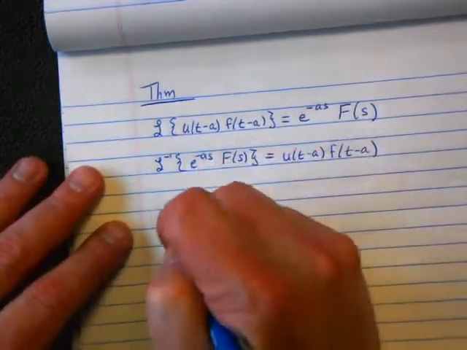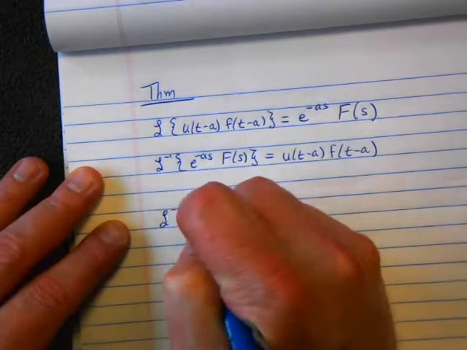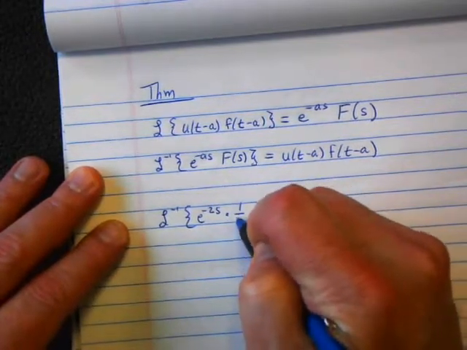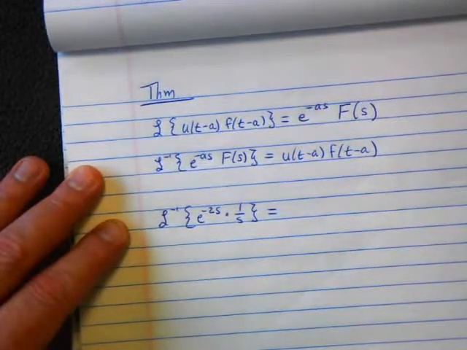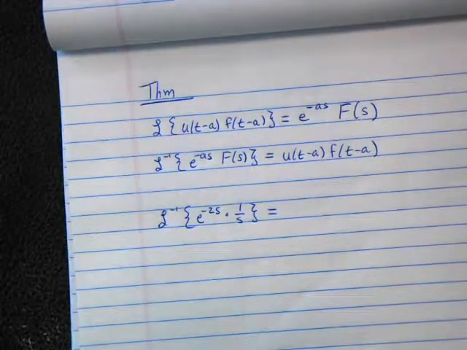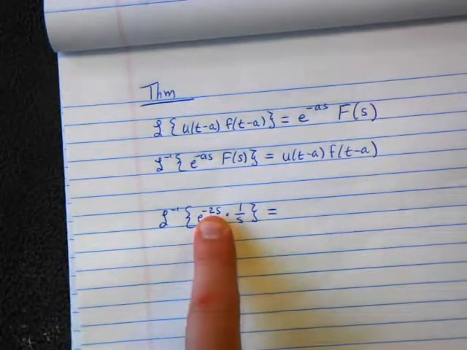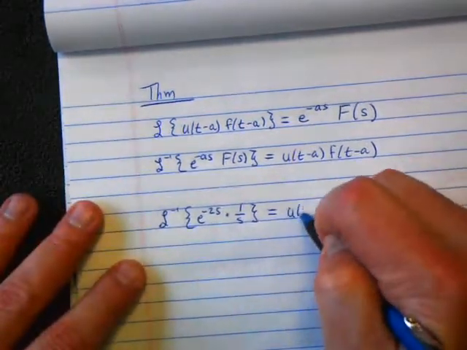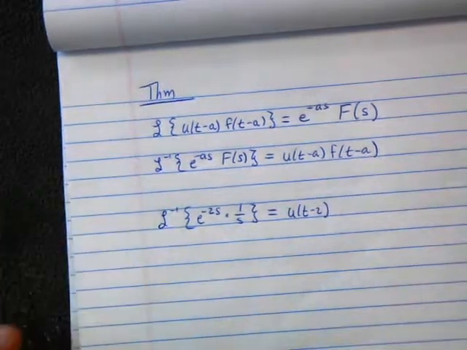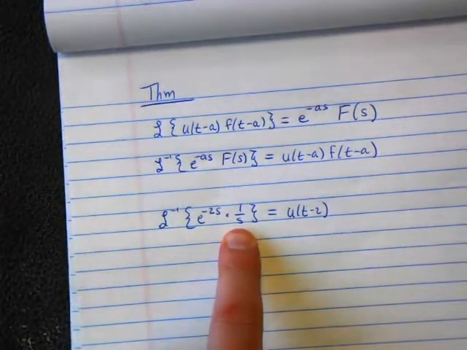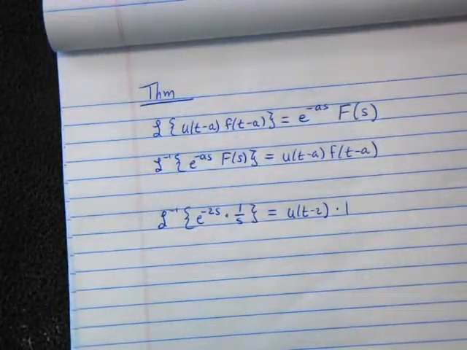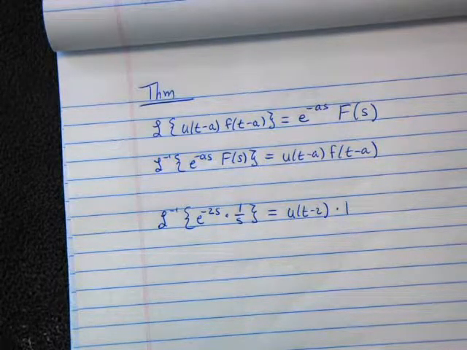So, what's the inverse Laplace transform of e to the negative 2s times 1 over s? Well, this e to the negative 2s tells me that I need to have a u of t minus 2. And then I take the inverse Laplace transform of 1 over s, which is 1. All right, so that was an easy one.